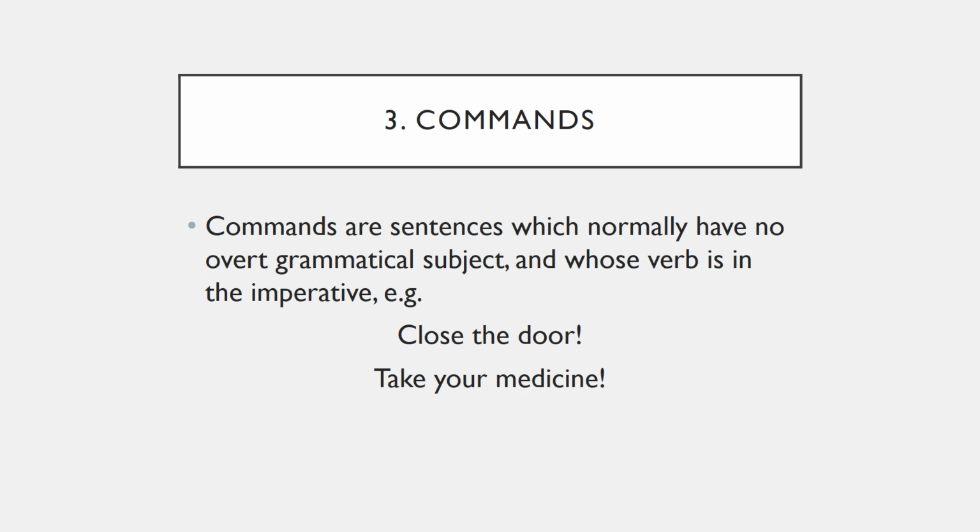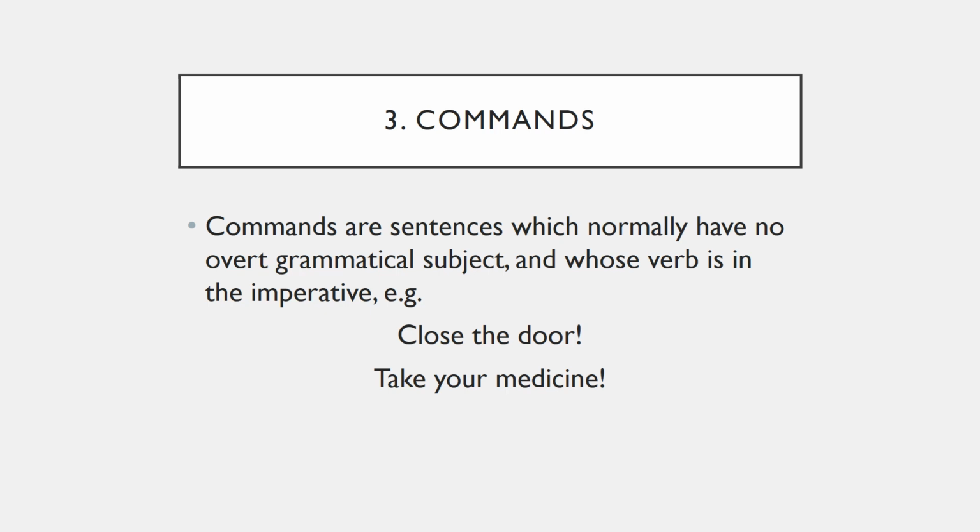Number 3, commands. Commands are sentences which normally have no overt grammatical subject. Do they start with the subject? Yeah, they start with the subject, but this subject is not overt. Overt means clear. And their verb is in the imperative form. What about the verb? The verb is in the imperative, in the order form.